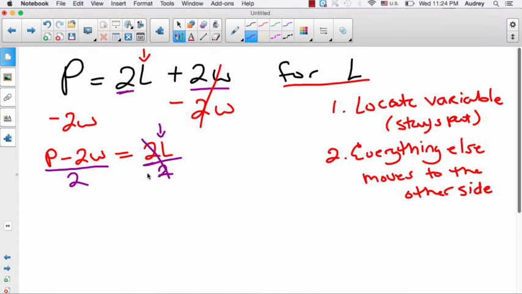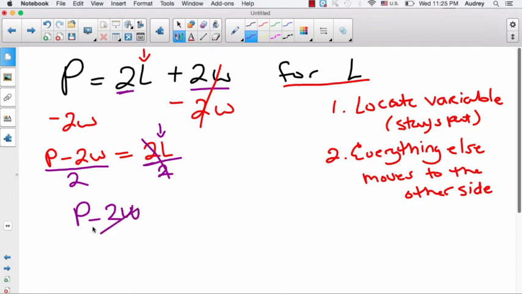You just want to move them around. That's what we're doing. We're just moving them around. So now, back to what I was saying. So these two cancel out. We divide this side by 2. And we are left with P minus 2W.